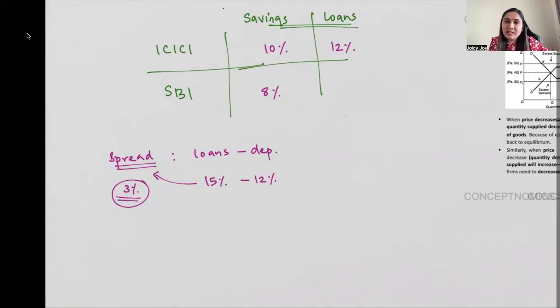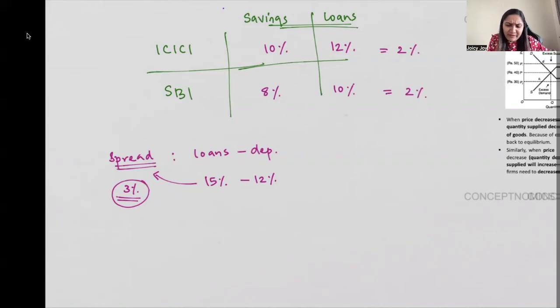SBI, which is providing 8% on savings, charges 10% on their loans. Savings, they are providing 8% and charging 10% on loans. Now, both of the banks get an equal 2% spread.